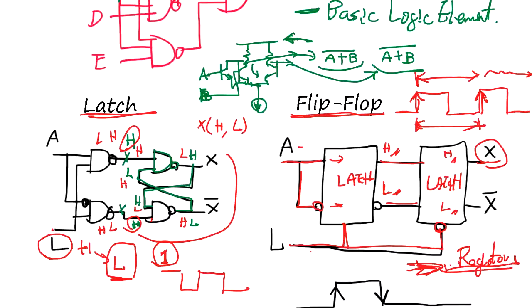So using basic gates, you can construct pretty much everything, all the logic on the IC chip. Okay, that's the basic things about logic design on IC silicon chip.